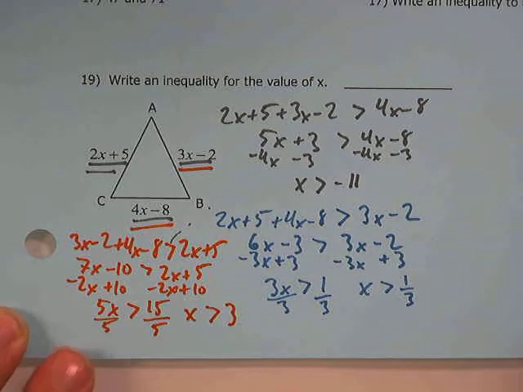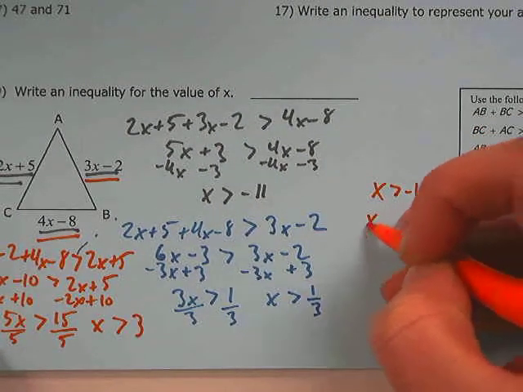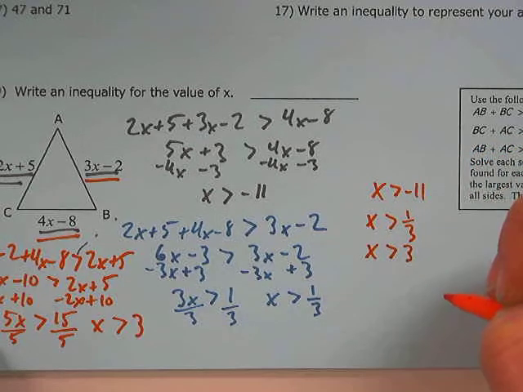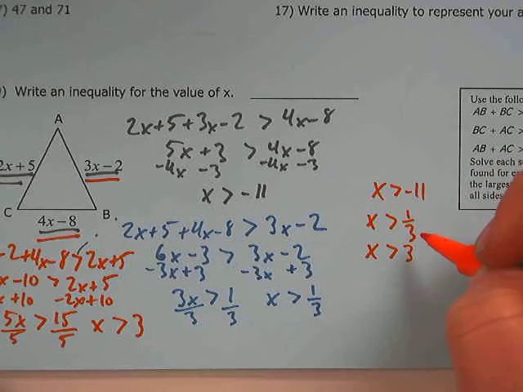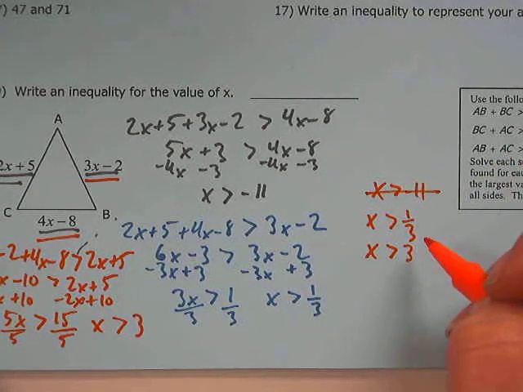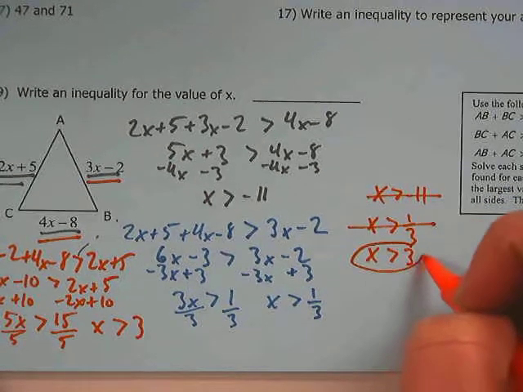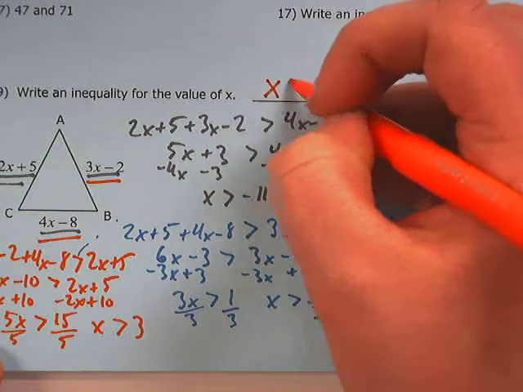So now we have three inequalities. We have x is greater than negative 11, x is greater than 1/3, and x is greater than 3. Okay, so one of these fits into all of them. So we know that 1/3 is greater than negative 11, so we don't need this one. And we know that 3 is greater than 1/3, so we don't need this one. So this one is the biggest constraint. It's the one that limits it the most, so we have to use the one that limits it the most. So our answer is going to be x is greater than 3.